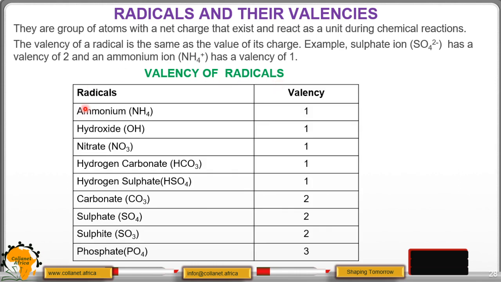Valency of radicals. We have ammonium. It has a charge of plus 1, so the valency is 1. Hydroxide 1. Nitrate we have 1. Hydrogen carbonate 1. Hydrogen sulfate 1. Carbonate we have 2. Sulfate we have 2. Sulfite 2. And phosphate we have a valency of 3. So when these are combining with other elements, this is the valency or the combining power that will be used. So they usually interchange, as we are going to see later. So practice to remember all the radical valencies.